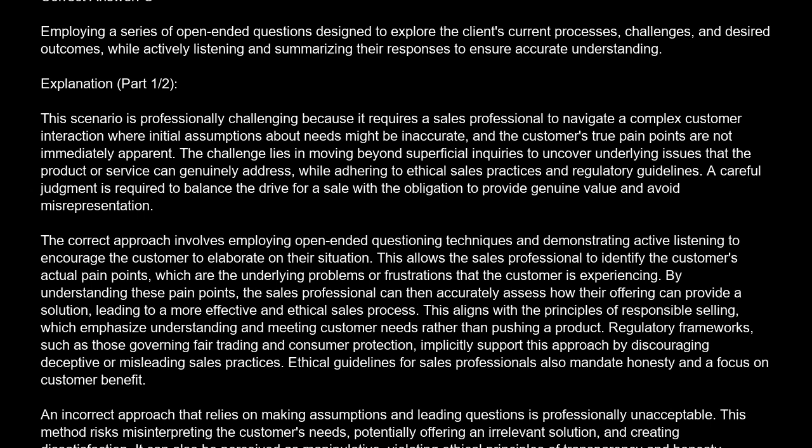This aligns with the principles of responsible selling, which emphasize understanding and meeting customer needs rather than pushing a product. Regulatory frameworks, such as those governing fair trading and consumer protection, implicitly support this approach by discouraging deceptive or misleading sales practices. Ethical guidelines for sales professionals also mandate honesty and a focus on customer benefit.